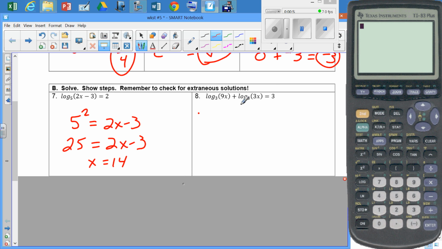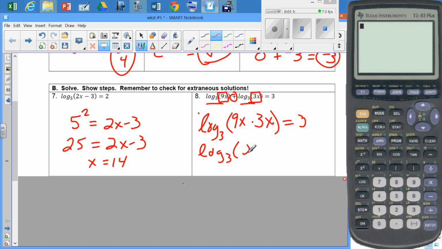Okay, so for number 8, we've got these two logs that we need to condense into one. Whenever you're solving an equation, you almost always want to condense your logs. So this is log base 3. We have addition here, so we're going to change our quantities. We're going to take these quantities and we're going to multiply them. And we're going to keep that equal to 3. I'm going to go ahead and just simplify that quantity to 27x squared.